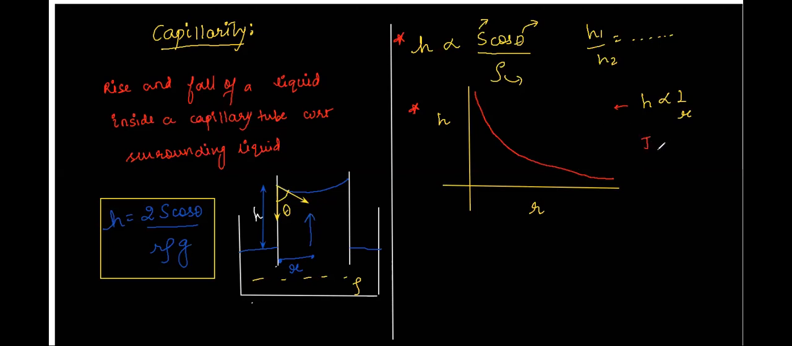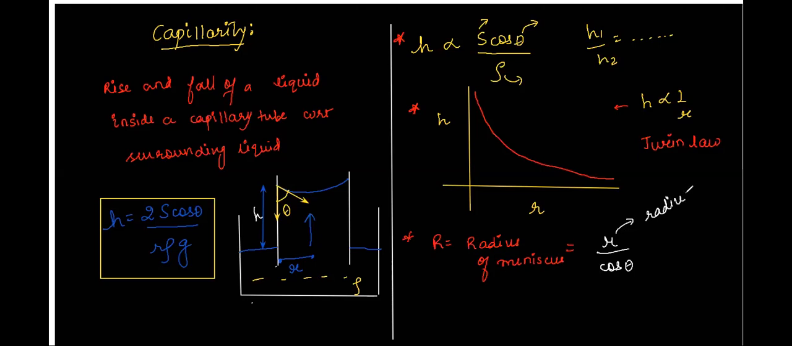This is something called Jurin's law. And what else? I think these are few things that you should know, you should remember. Sometimes in the question you might not be given small r, rather you might be given radius of the meniscus, capital R. So radius of the meniscus, capital R, is basically small r upon cos theta, where small r is the radius of the capillary tube. So these are some concepts that you all should know.